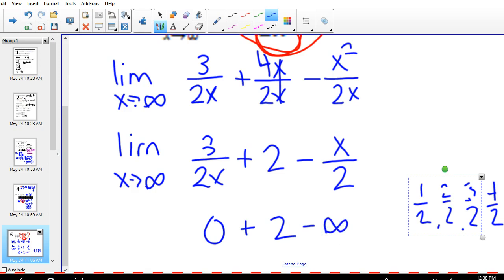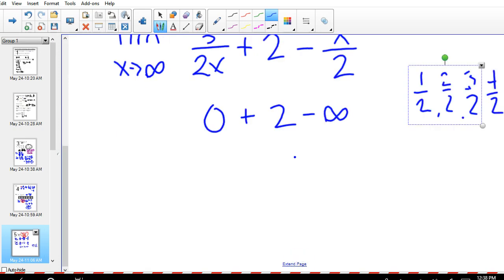All right, so when you have a variable in the top divided by a number, then that is going to approach infinity because it's going to get bigger and bigger and bigger. So this approaches infinity. So I know 0 plus 2 is obviously 2. What is 2 minus infinity? It is not infinity, but it is negative infinity, right?